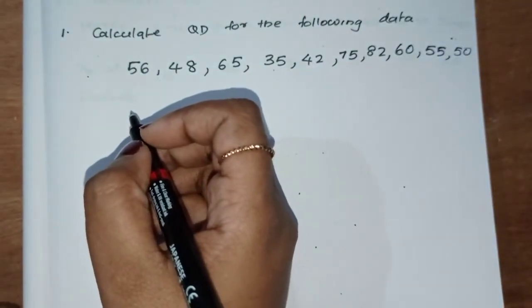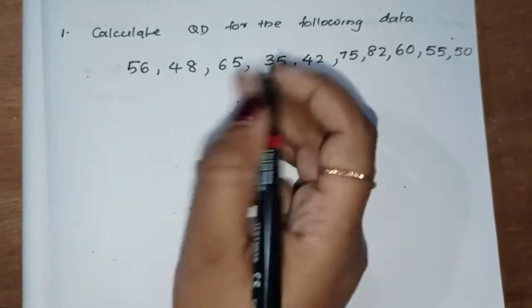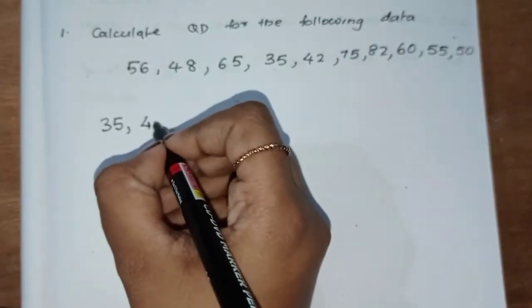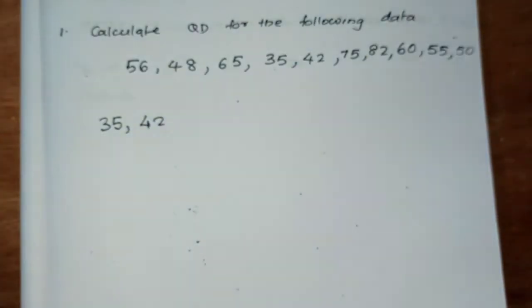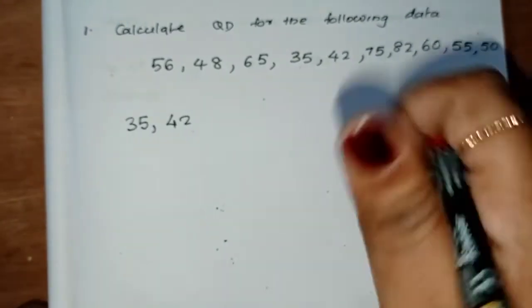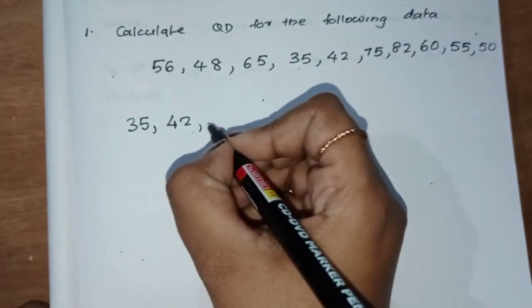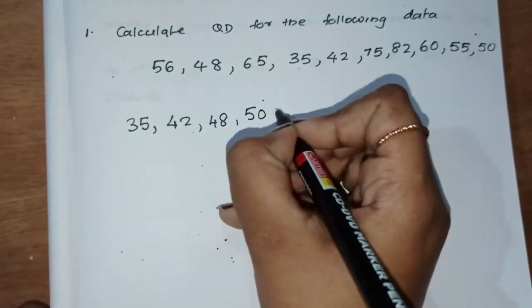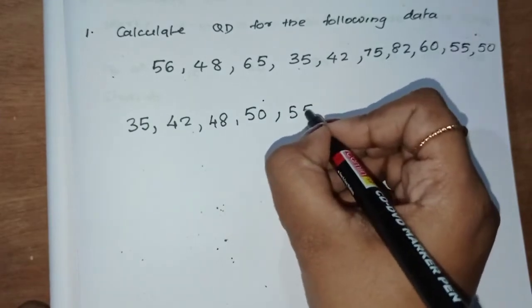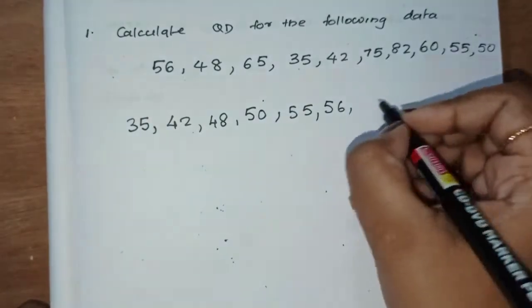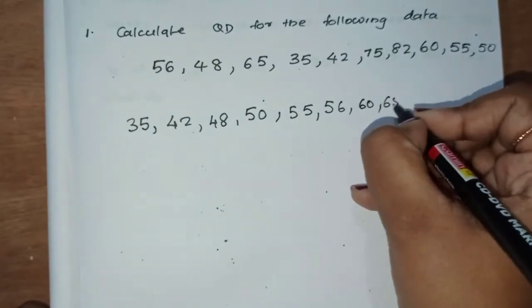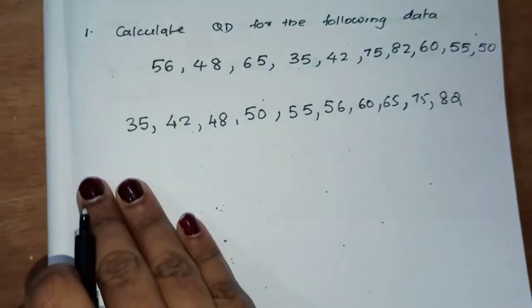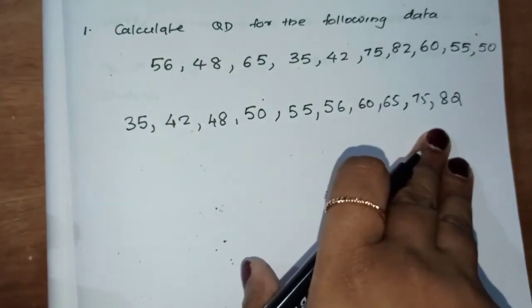Now you write in ascending order. That we have first 35, 42, 48, 50, 55, 56, 60, 65, 75, 82. Okay, so I have written the data in ascending order.